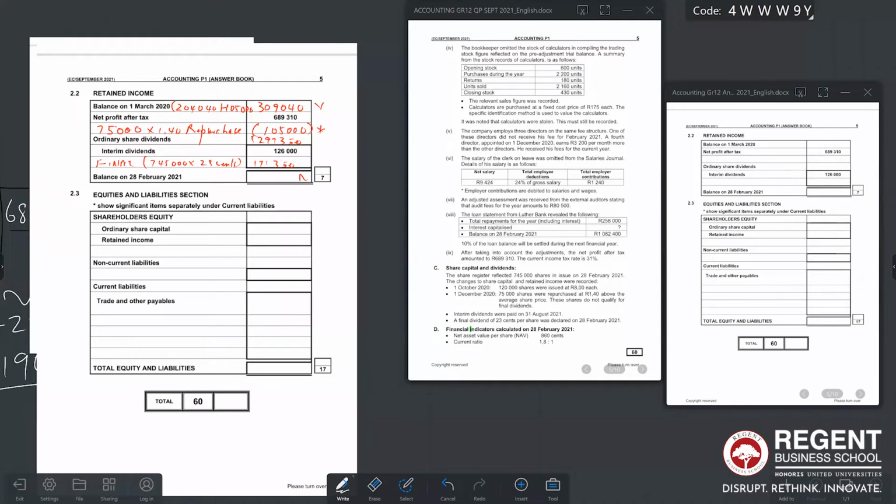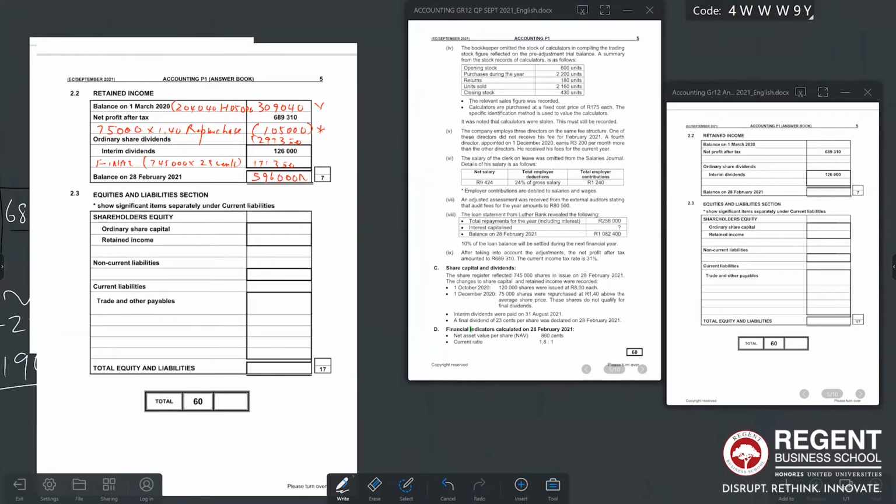The balance at the beginning, I've got it already there. Very good. Quite a number of you are giving me the answer. Well done. 596,000. That's my balance at the end of the year, 596.